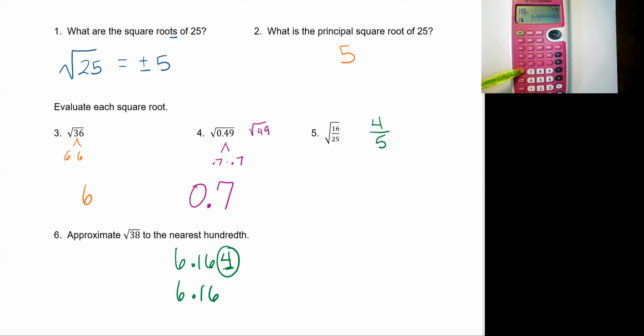So if we want the square root of 36, 6, the square root of 0.49, and the square root, I would use my fraction button. It would be helpful if I typed in 16. And there we go.